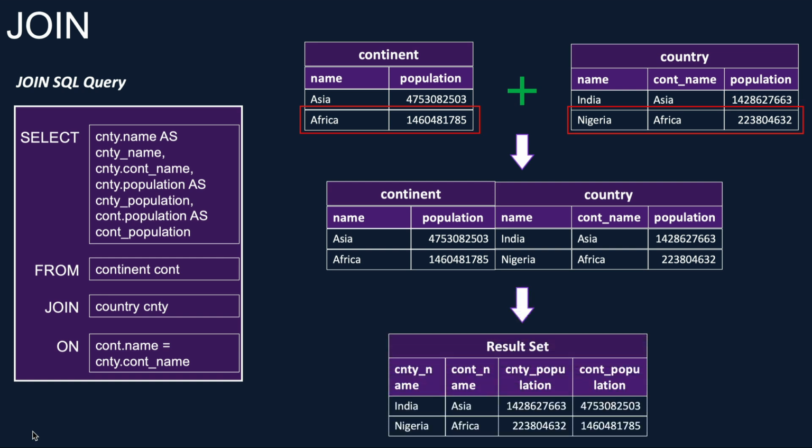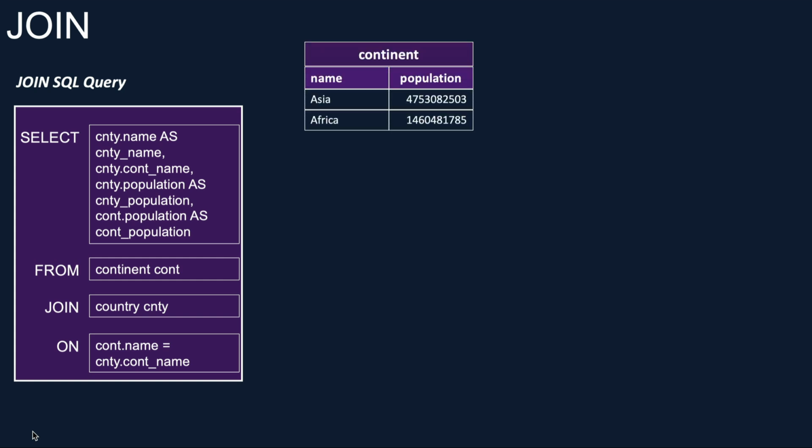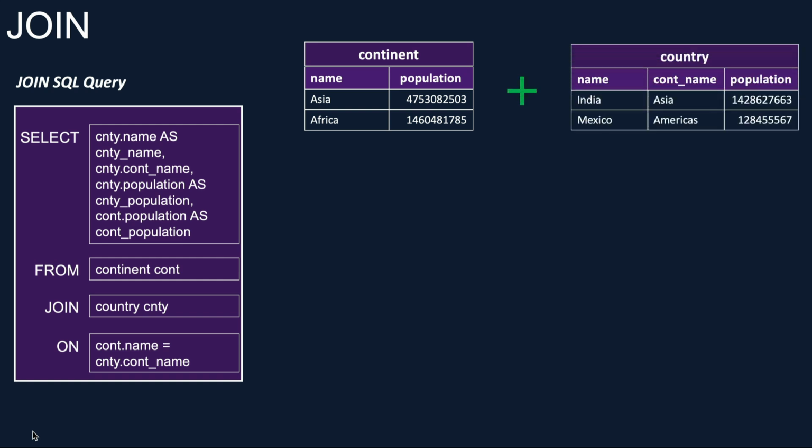This is great, but it's a simple example with every record having a corresponding match in both tables. Let's take a different example. In this example, we have the continents Asia and Africa in the continent table, whereas the country table has India and Mexico. India is in Asia and Mexico is in Americas. So we have the continent details for Africa, but there isn't an African country in the country table. Similarly, the country table has Mexico, which is in Americas, but the continent table doesn't have a record for Americas.